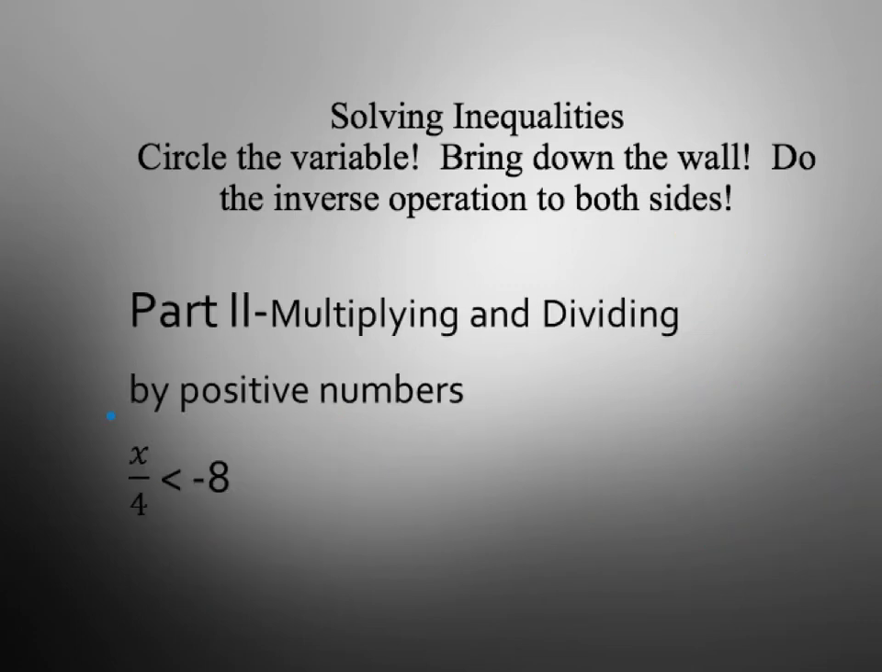Okay, on this one, we are multiplying and dividing by positive numbers. So I'm going to rewrite this as x divided by 4 is less than negative 8. And I'm going to circle my variable, bring down my wall. I know that I'm going to start working on the left-hand side because I need to get rid of the number with the variable. That tells me x divided by 4, so I'm going to multiply both sides by 4. That cancels out, which leaves me with x. A negative times a positive is a negative, and 4 times 8 is 32. So it's x is less than negative 32.